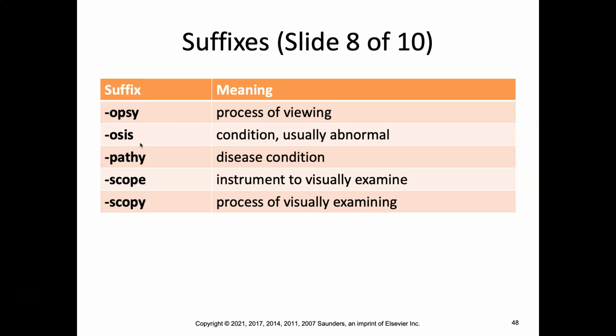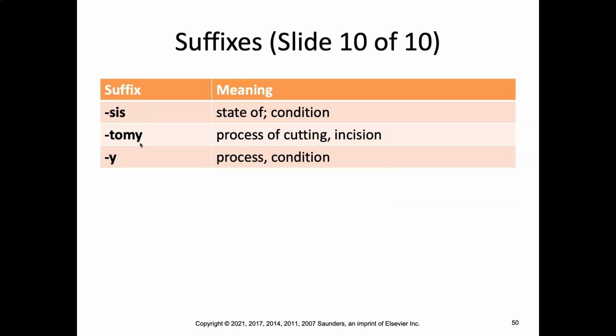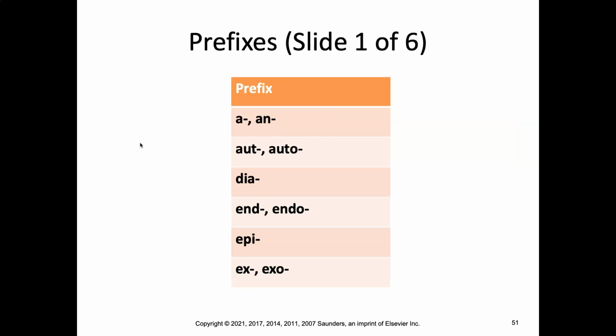Pathy means it's a disease condition. Scope is the instrument that is used to visually examine. And scopy is the process of visually examining. Cis, state of or condition. Tomy, process of cutting or incision. Y is that process or condition. So notice you've got a couple here that mean condition, but they're very different in how they're spelled.